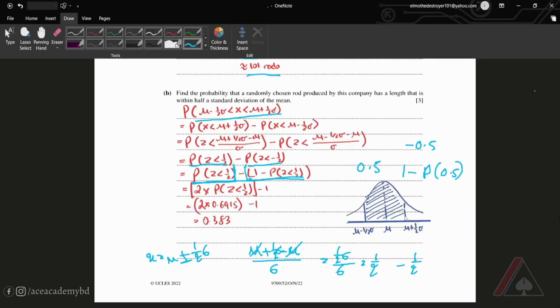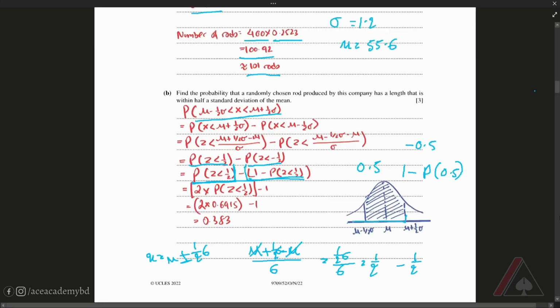So now we find this half right here. We find the probability all the way up to this, and we deduct the value of this half. So we deduct this from all of this to find this area of probability. So we deduct minus half from half, and we get, let's see what we get. So P(half) minus (1 minus P(half)).